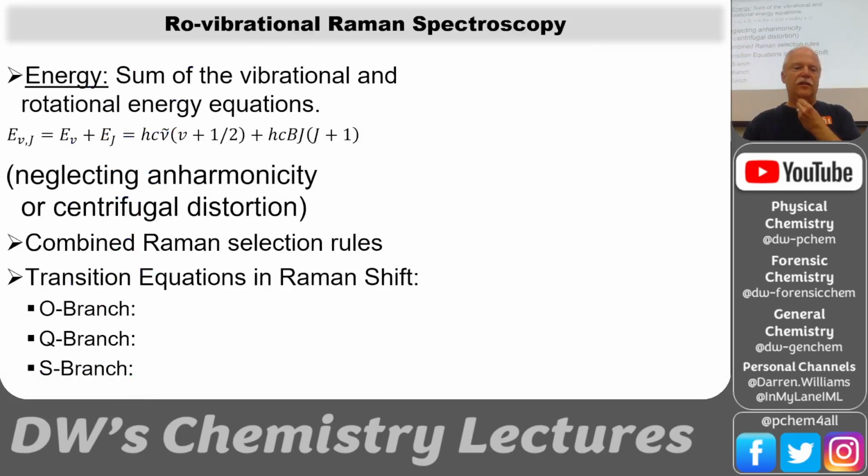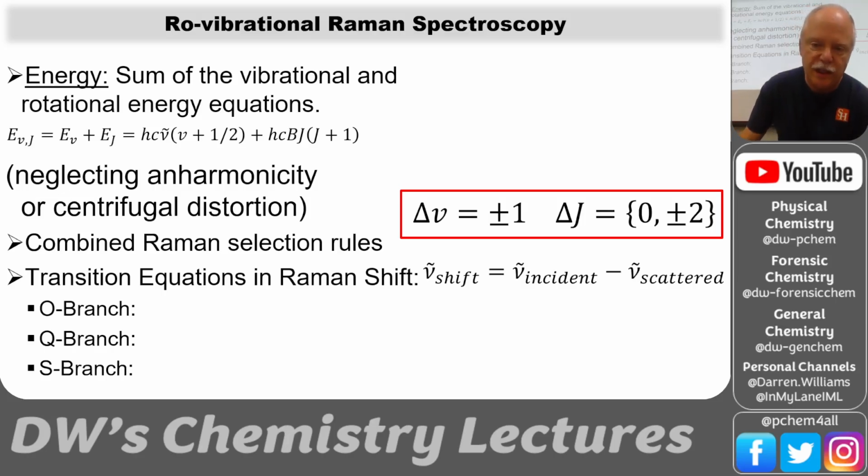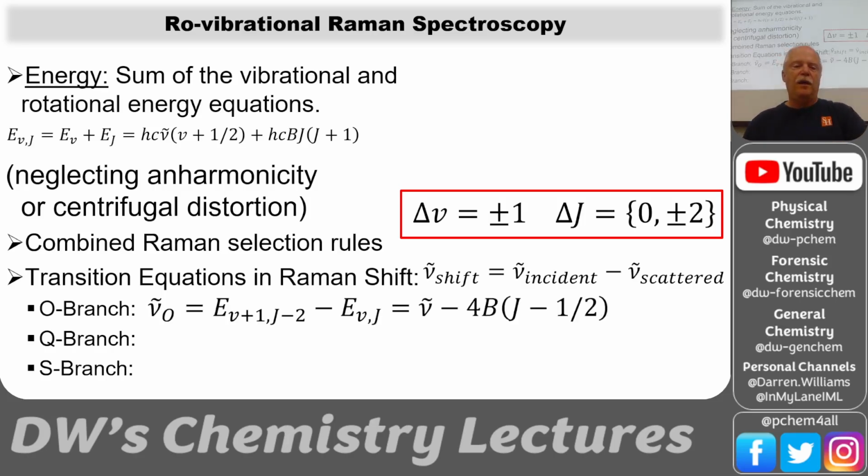So let's look at the transition equations in Raman shift. Same kind of thing. We have our overall energy equation, our selection rules. We could take this Raman shift, which is the incident minus the scattered light. And so we're looking at that difference, and that's going to be proportional to our vibrational frequency. So we have this vibrational frequency minus, and I've written this a little differently than what you have in the notes. I went ahead and pulled 4B out.